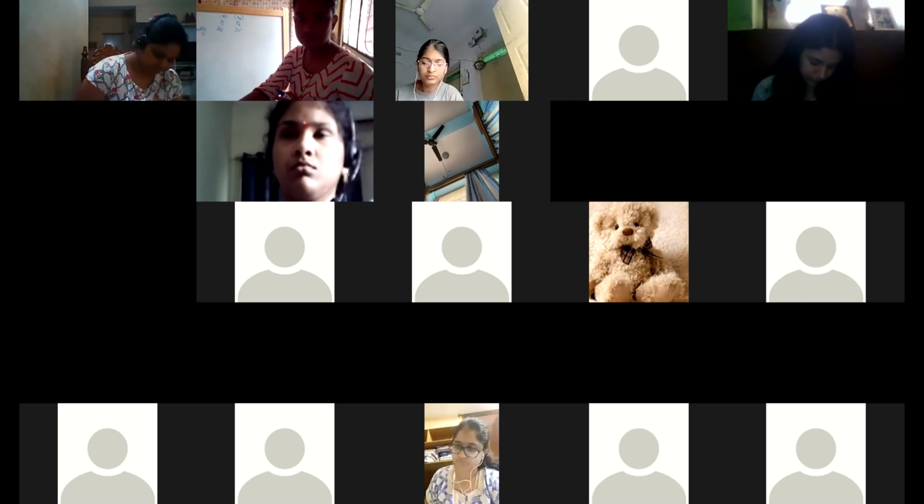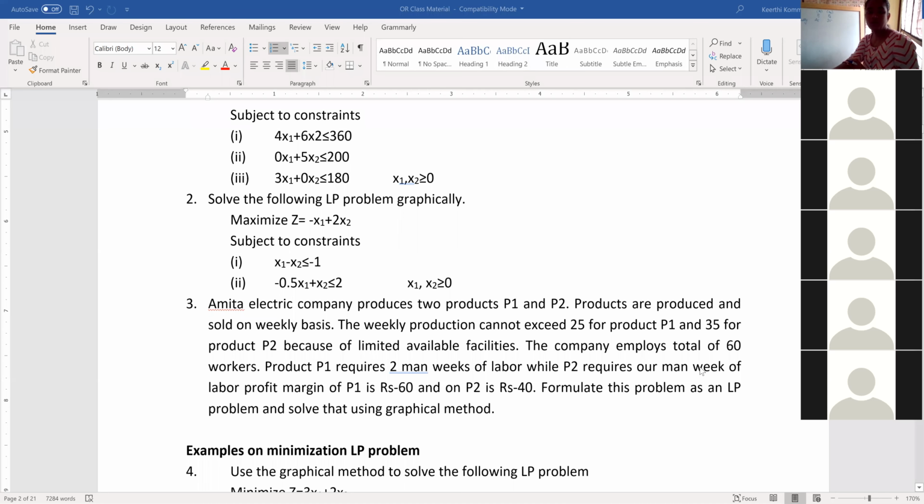Yes, ma'am. So they gave products are produced and sold on a weekly basis. The weekly production cannot exceed 25 for product P1 and 35 for product P2 because limited facilities are available. So cannot exceed means obviously, when I represent it in the equation, I'll write it as less than or equal to. Remember that.